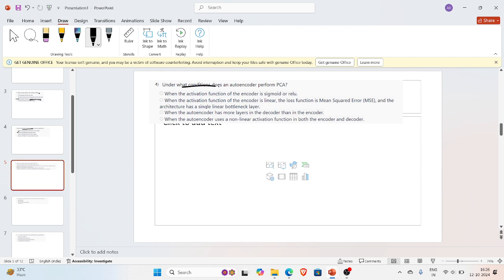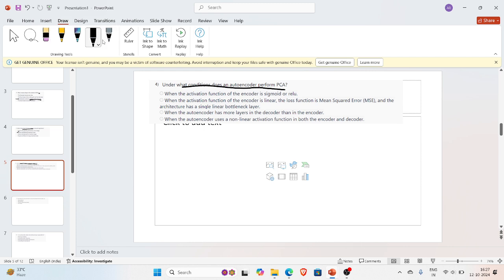So under what condition do the autoencoders perform PCA, meaning selecting the features? We are minimizing the mean squared error, and a single linear bottleneck layer has to be there. So we are actually selecting features, or dimensionality reduction. The activation function is linear, the loss is mean squared error, and it has a single bottleneck layer. In that case it can be used to perform PCA, to reduce the dimension.